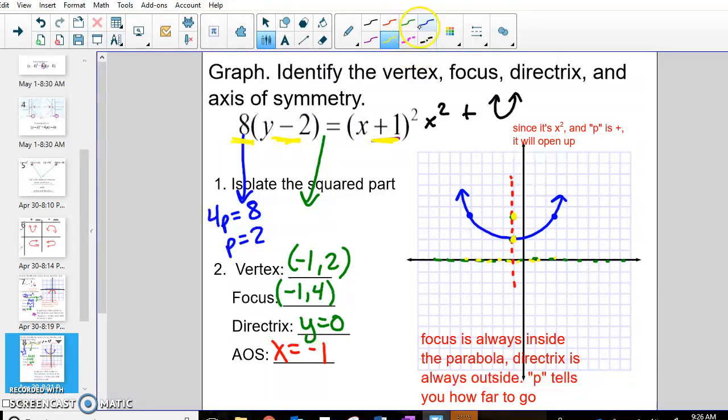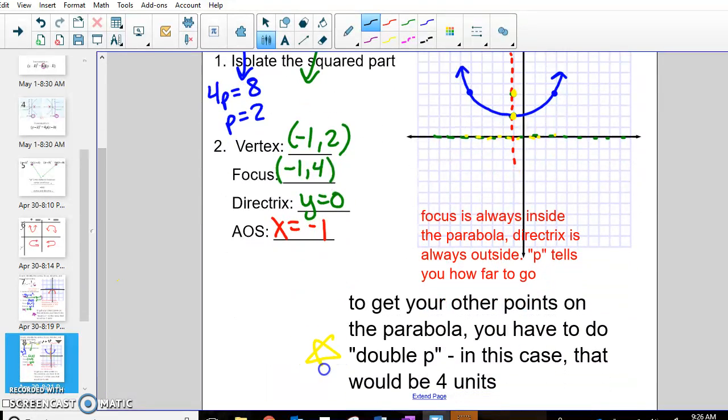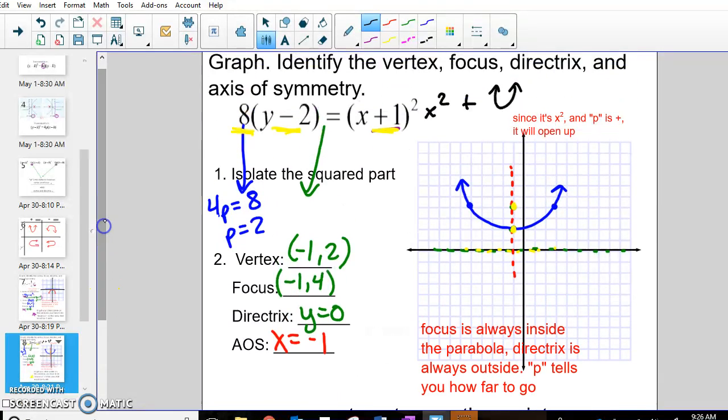Then remember to find my other points on the parabola, I have this written down here again. You have to go double p. So in this case, your p is 2. Double p would be 4. So I go back up here, and from the focus point, I go 4 units to the right and 4 units to the left, and then I'm going to connect those with my vertex to make my U shape.